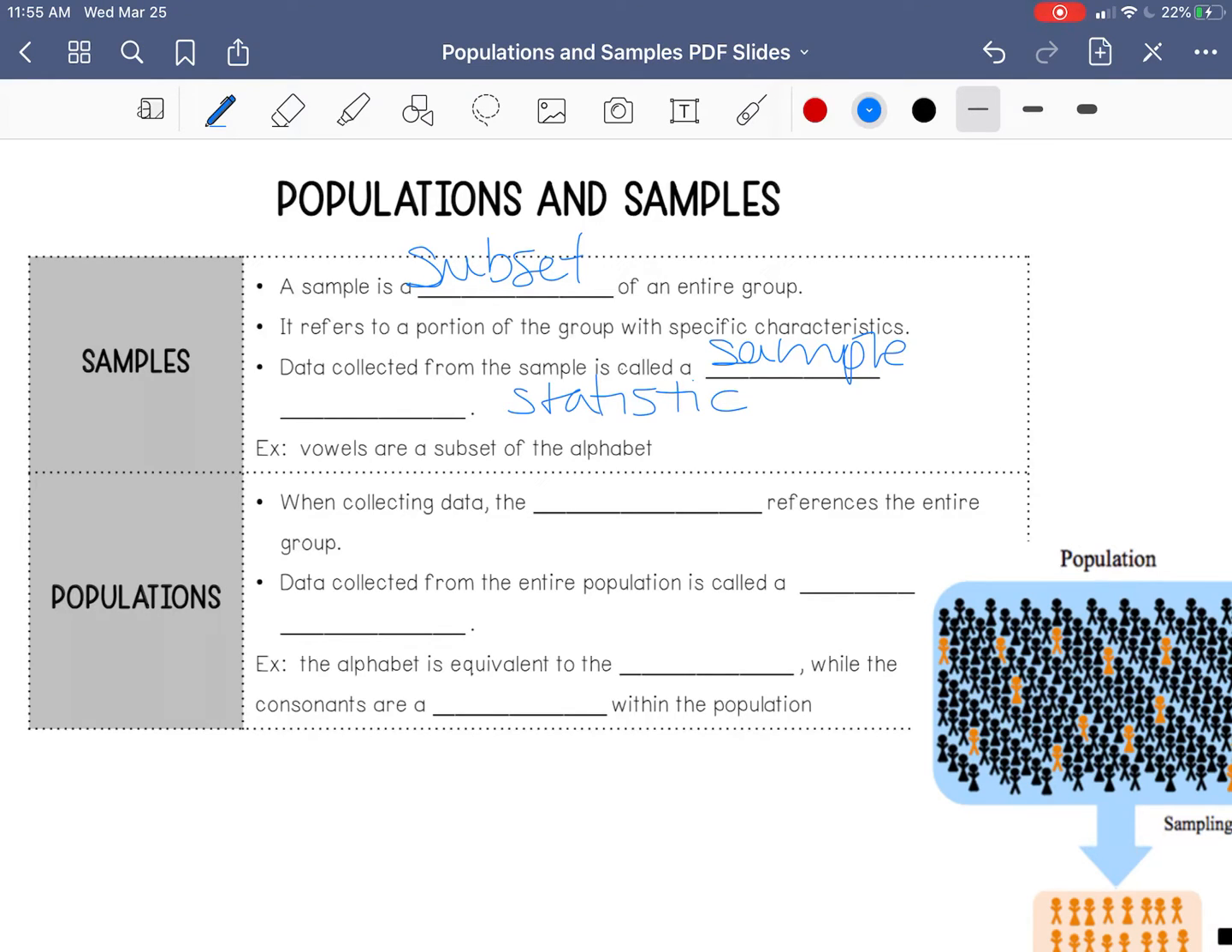Then when we're collecting data from a population, it refers to the entire group. If I collect data from everyone in my first period class, I would be collecting from the whole population, because there's only 25 of you, and that's something doable. If I collect that data from the entire population, it's called a population statistic.